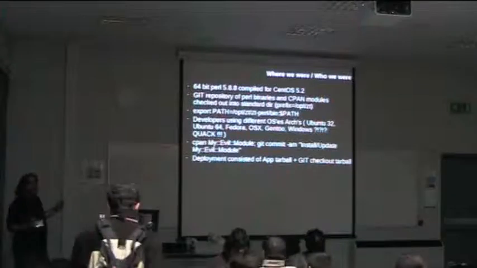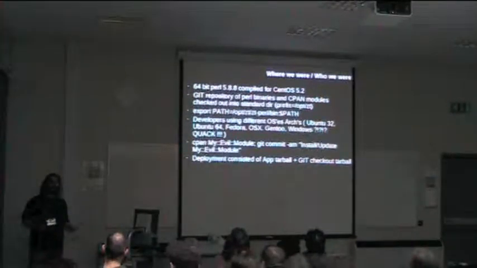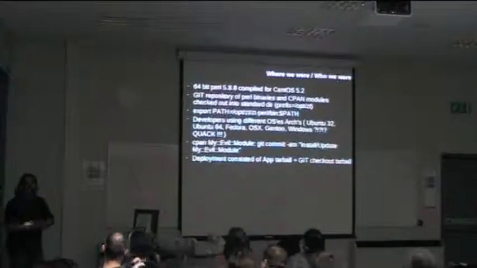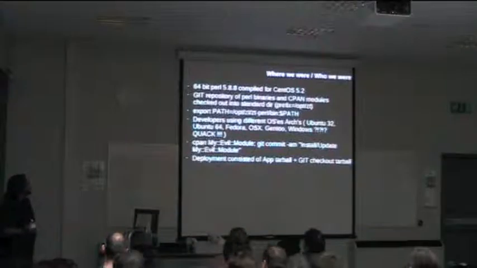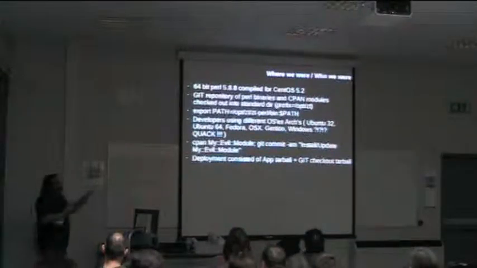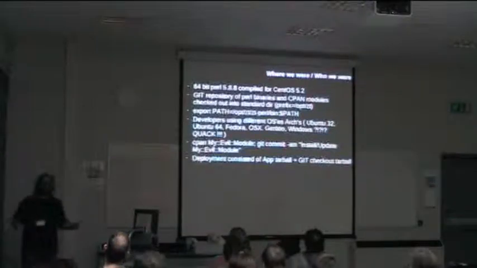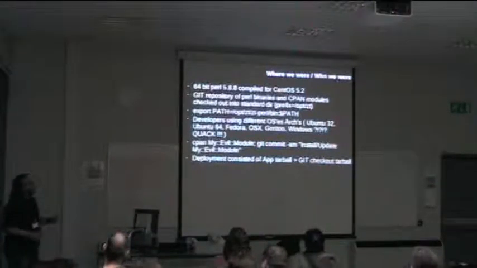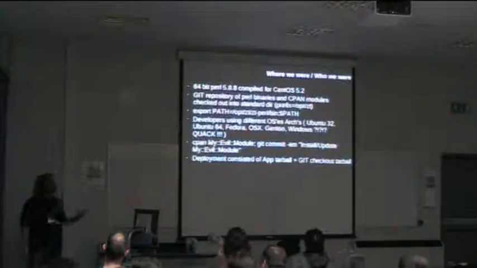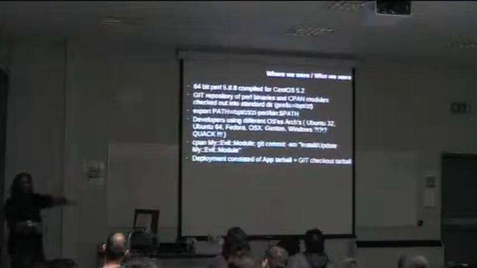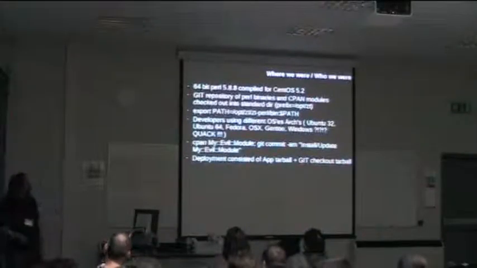We had a 64-bit Perl 5.8.8 compiled for CentOS, even though we were deploying that Perl compiled for CentOS on a Red Hat box, because production environments were Red Hat. We had a traditional repository of all the Perl binaries and all the CPAN packages that our applications use. Traditionally, updating or installing a package meant installing the CPAN package and git commit -am, saying I updated or installed the package.